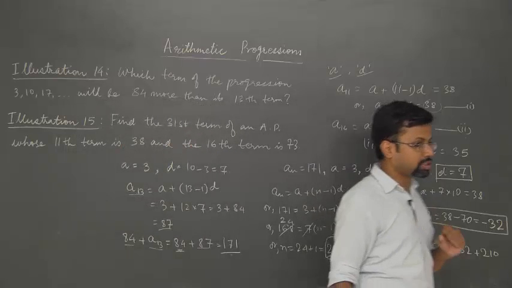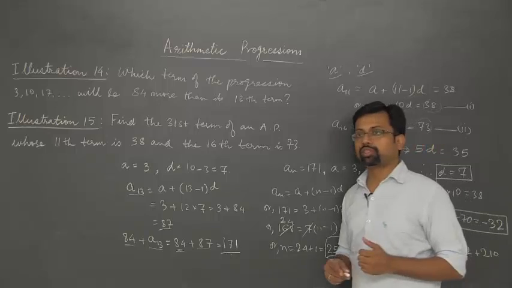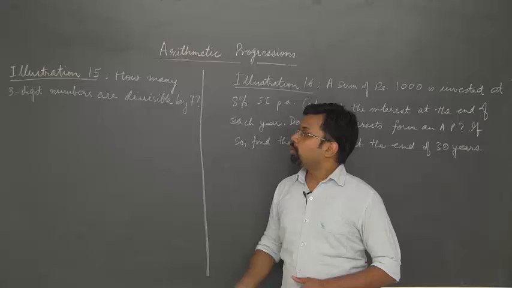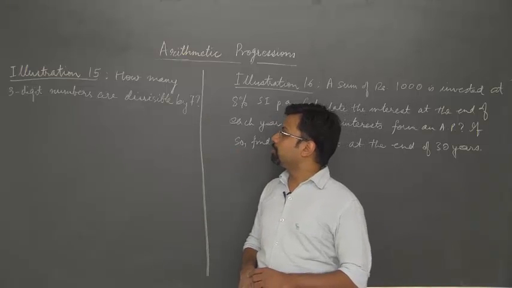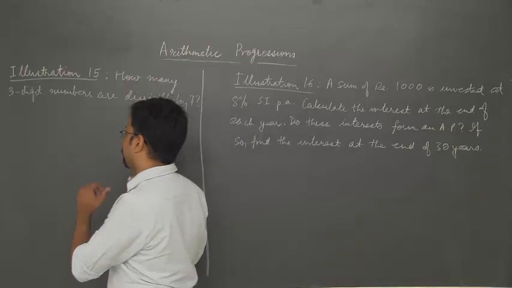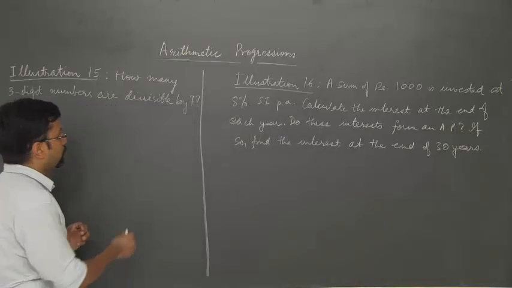So here we have looked at a few very interesting illustrations. Let's see how the chapter progresses further. So now we have to find out how many 3-digit numbers are divisible by 7. So for these types of questions, we have to find out the first number.